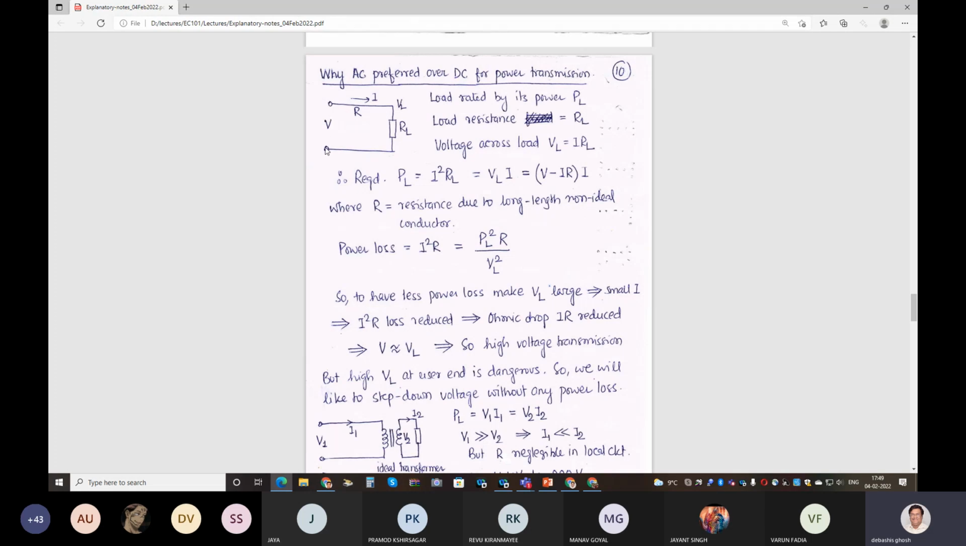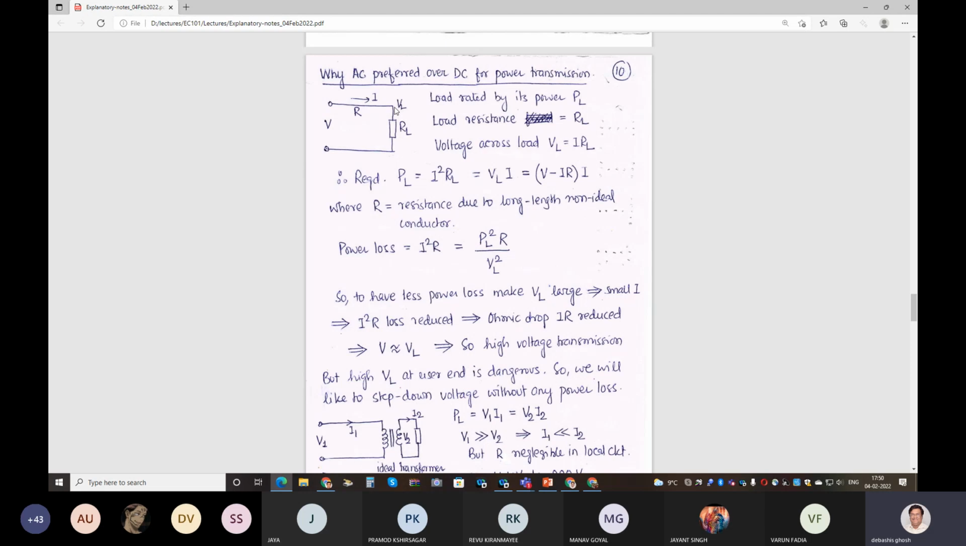If I go for a very high voltage transmission, that is called high tension transmission actually, then you have this I smaller. Ultimately you can see that your I will be smaller, and then your IR square loss, this loss in the transmission part, will be smaller. But the problem is that if V is large, then VL is also large. Now if VL is large, it is dangerous.